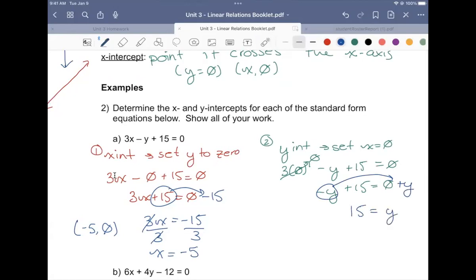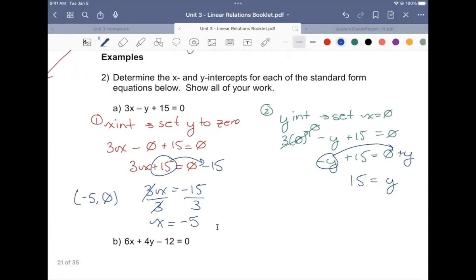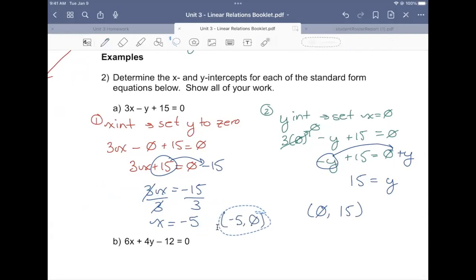And that just means I don't have to do an additional step of multiplying or dividing by a negative number to get rid of it. It just gives me a positive number to start off with. If you don't see it that way and you move the 15 over and make it negative, you can just divide or multiply by negative 1 to get rid of the negative. Just make sure that you do that step so you get the right answer. So that means that my y-intercept is 0, 15. Now, if I wanted to graph that line, I have my 2 points, and now I can graph it.